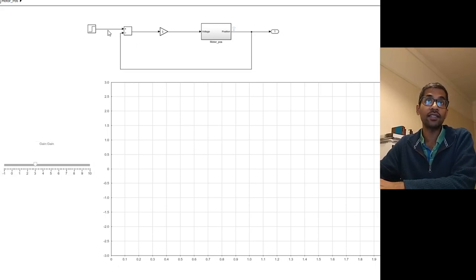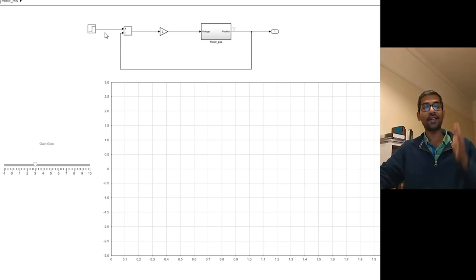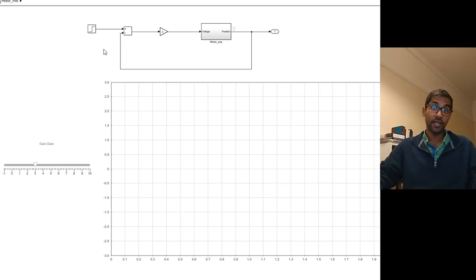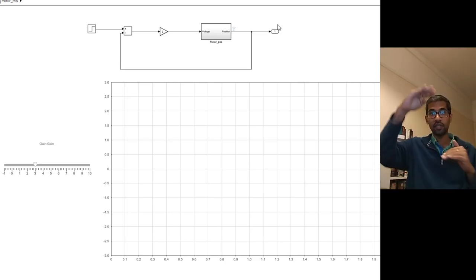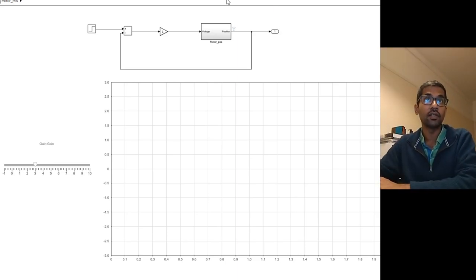What I've done as a desired position is I've given a step input. So basically at time t0 the desired position becomes a constant value. Before that the desired position was 0, so you can assume that the output position was also at 0. So we are suddenly changing the desired position from 0 to a particular constant value, and we want to look at what happens to the output. So let me run this simulation.